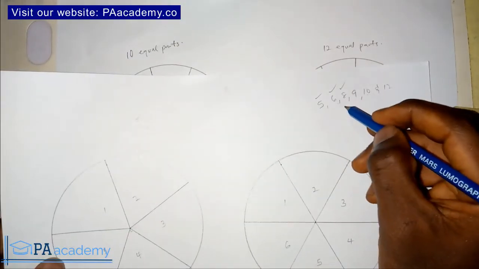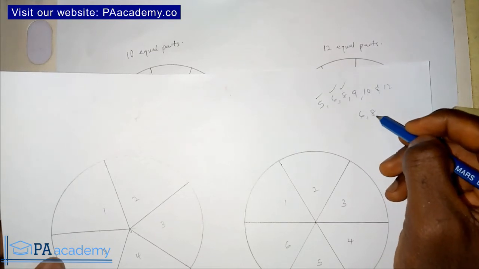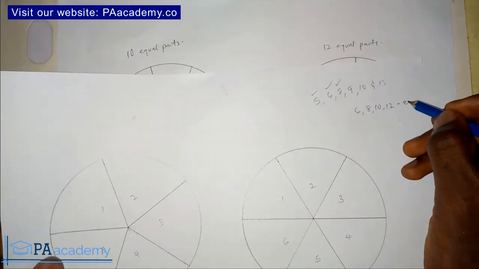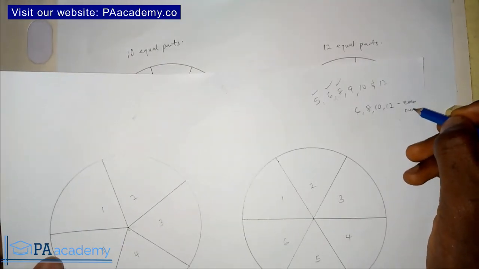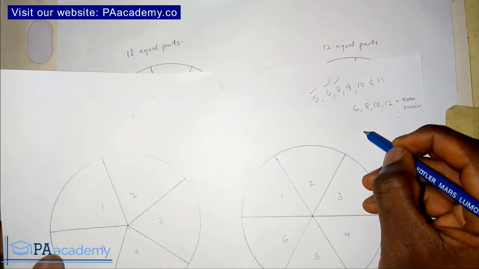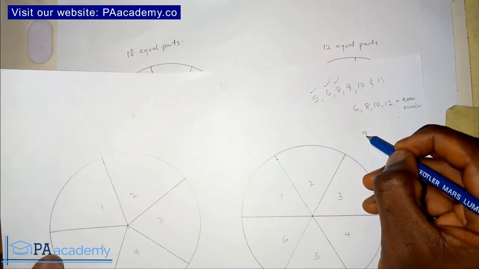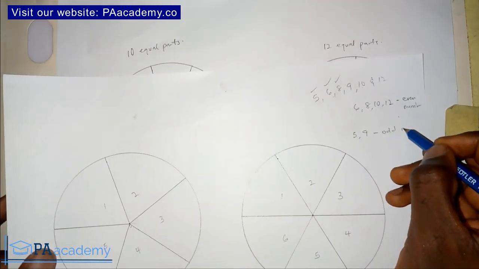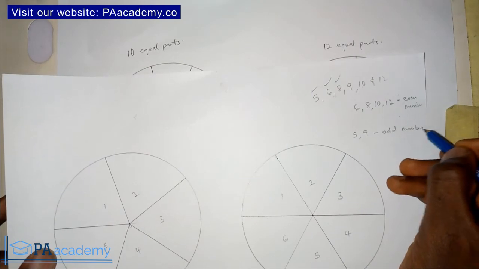Now, if you look at it, 6, 8, 10, and then 12. What do you notice? They are even numbers. Why? 9, 5 and 9, they are what? They are odd numbers.